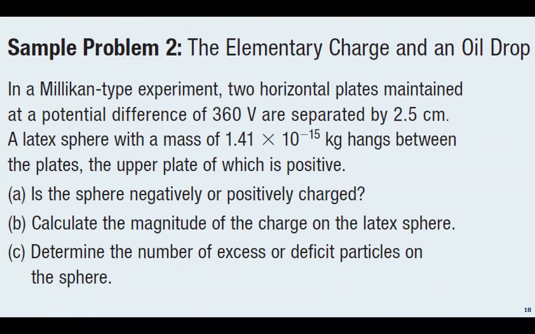So in a Millikan type experiment, two horizontal plates maintained at a potential difference of 360 volts are separated by 2.5 centimeters. A latex sphere with a mass of 1.41 times 10 to the power of negative 15 kilograms hangs between the plates, the upper plate of which is positive.